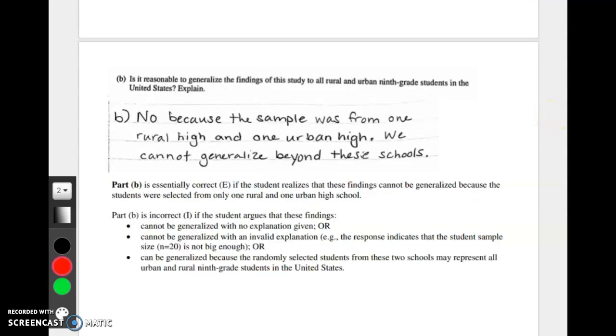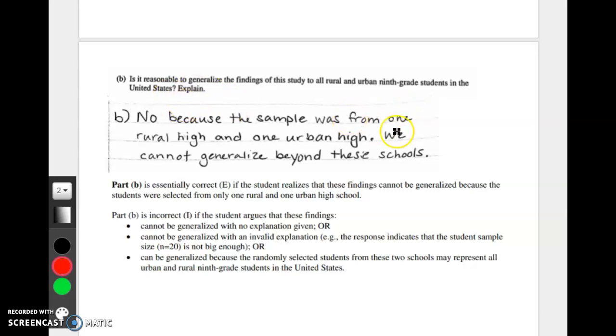All right, so down to part B. Part B of the Unit 1 FRQ was, is it reasonable to generalize the findings of this study to all rural and urban 9th grade students in the United States? Explain. We've talked about this in more than one unit about where you can generalize, and really you can only generalize to the population where that sample came from.